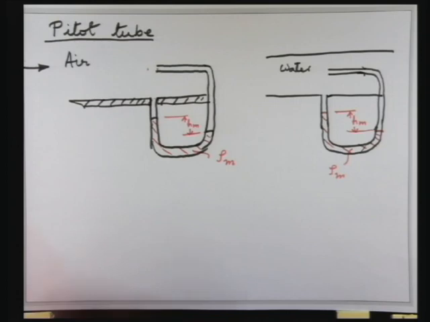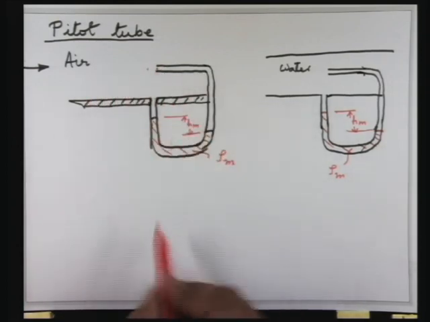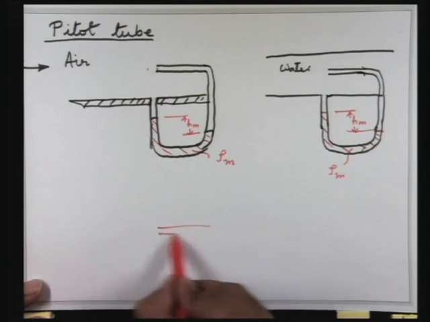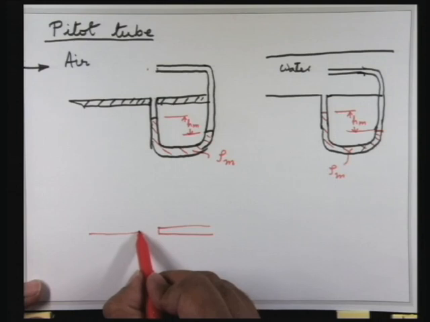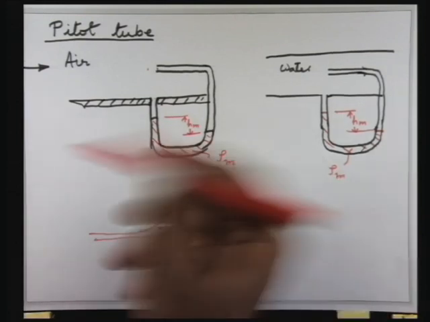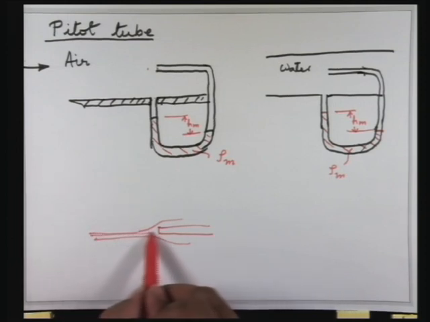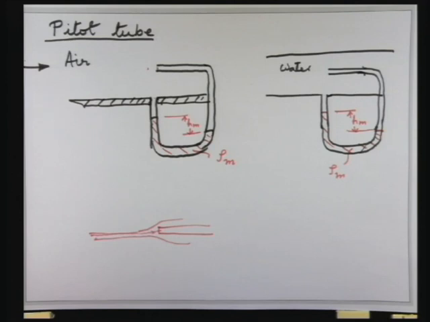If you look at it this way, here, this is the tube. Fluid is coming this way, and the streamlines will go like this because the presence of the tube will disturb the flow, and you will have a central streamline here, similar to the figure which I drew earlier for the case of the cylinder.